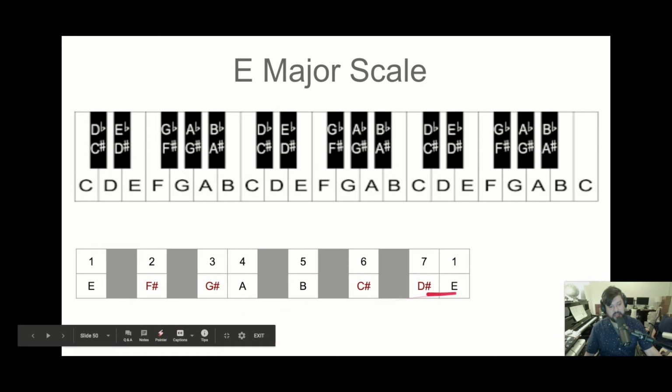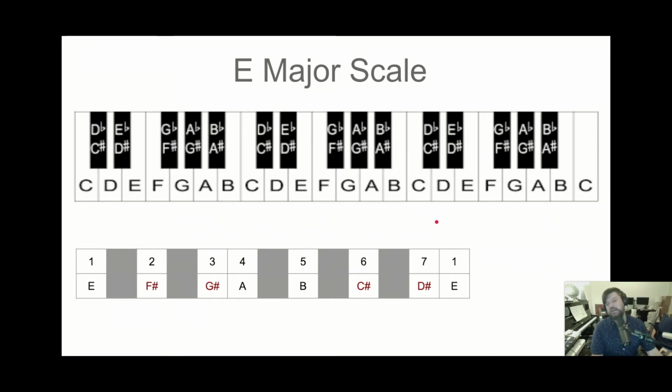Here is an E major scale, right? F sharp, C sharp, G sharp, and D sharp. 4 sharps to make this scale. And if you wanted to pause any of these to try and play these, you could play it. E, F sharp, G sharp, A, B, C sharp, D sharp, and E. The pattern's the same. Whole, whole, half, whole, whole, whole, half.